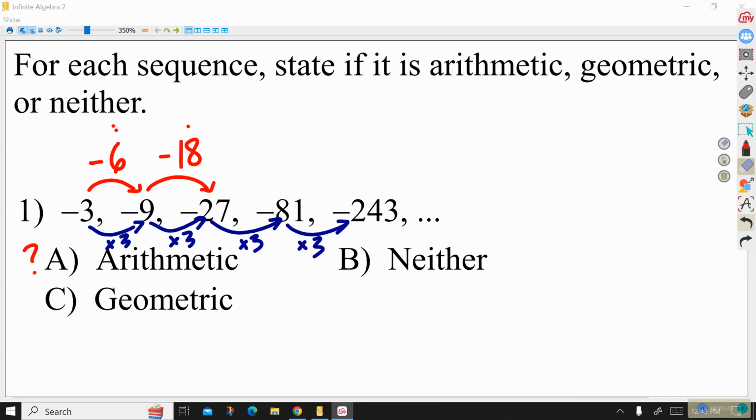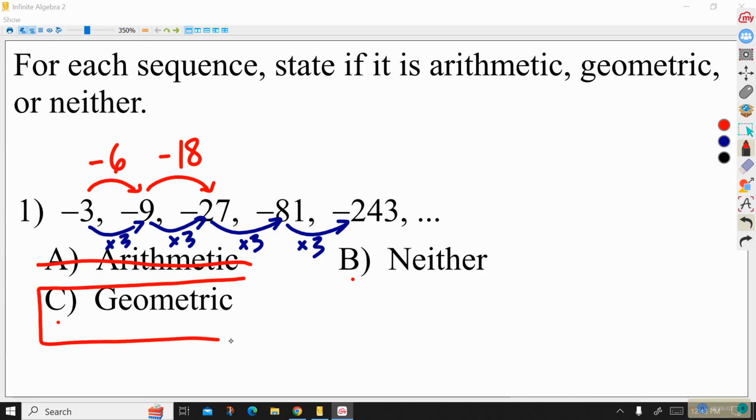And so since it's not adding the same thing every time, I know that it cannot be an arithmetic sequence. So I can cross that out right away. Now my mind has to be made up between neither or geometric. And of course, we're going to pick geometric because it is multiplying by the same number every time that we see here. That's what tells us that we're okay to move on to the next problem.